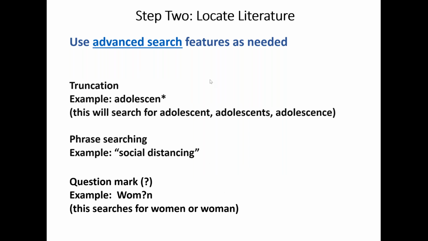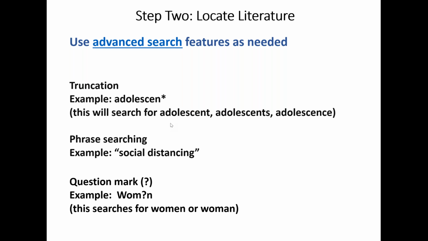Okay. There are other advanced search features that you can use in a search. For example, earlier we were talking about adolescence, but there are different ways that we can phrase that, right? It's either adolescent or adolescents or adolescence. By using an asterisk, it's called truncation. You use that after the root of the word, and then it will search all those permutations.